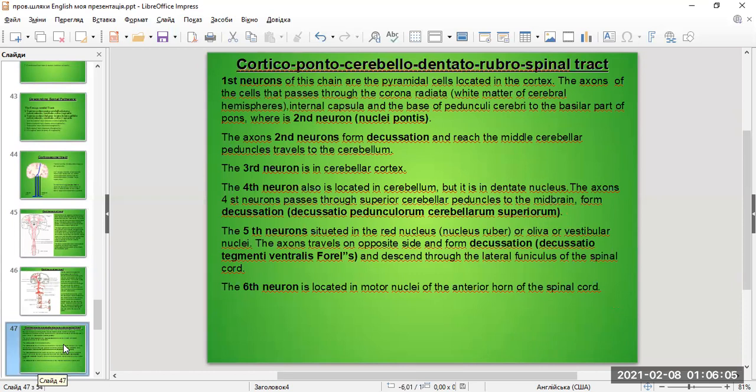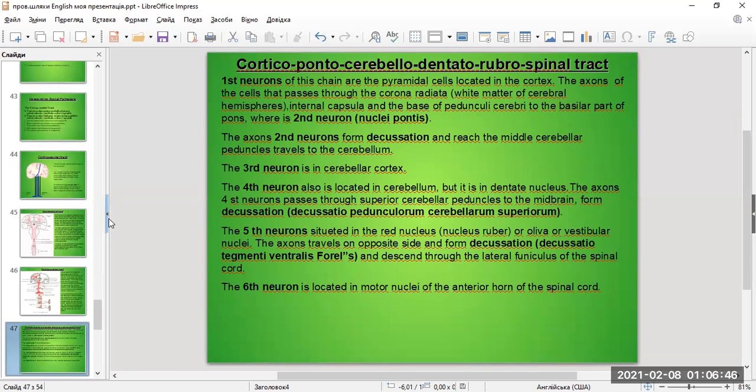Cortico-ponto-cerebello-dentato-rubrospinal tract. The first neurons of this chain are the pyramidal cells located in the cortex. The axons of these cells pass through the corona radiata, white matter of the cerebral hemisphere, internal capsule, and the base of the pedunculus cerebri to the basilar part of the pons, where the second neuron nucleus is. The axons of the second neurons form a decussation and reach the middle cerebellar peduncle, and travel to the cerebellum.